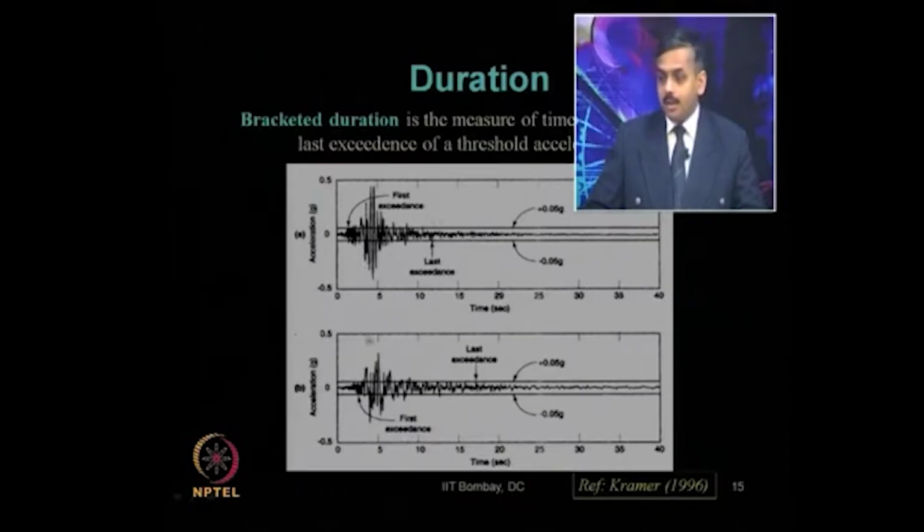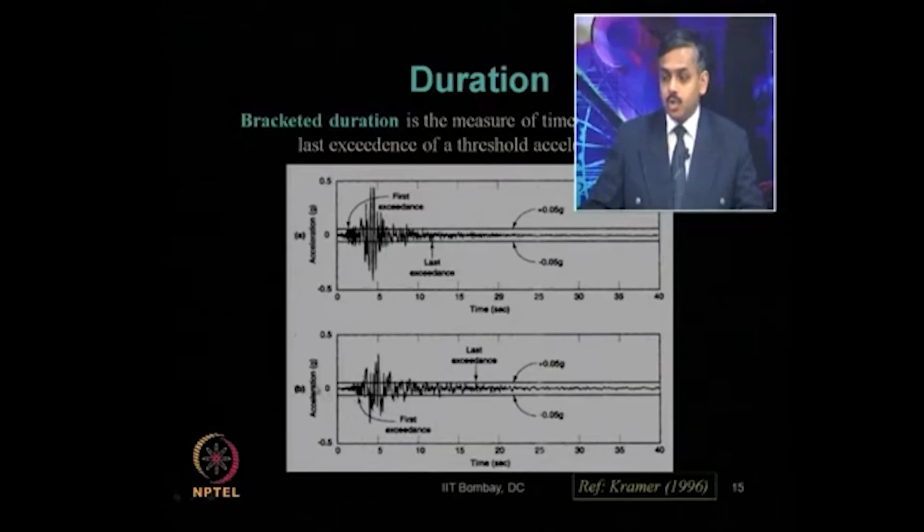So, this is another example where the acceleration time profile is shown, and this is the first exceedance, this is the last exceedance of that 0.05 g value, whether it is plus or minus, and that difference of time gives you the bracketed duration of this earthquake motion, whereas the actual duration may be pretty long, like say 25 seconds or something like that. Okay. So, with this we have come to the end of this lecture. We will continue further in the next lecture.